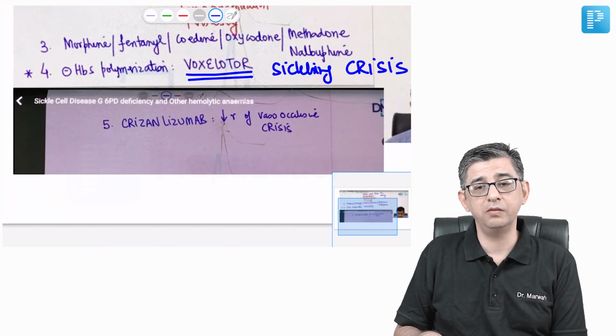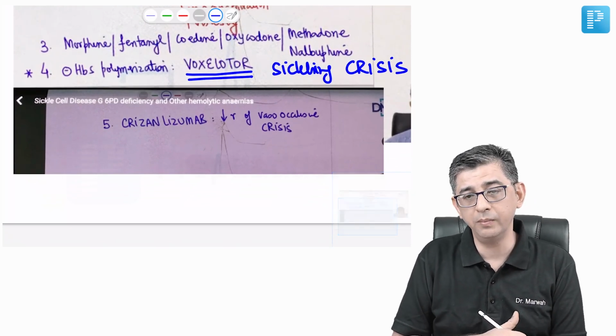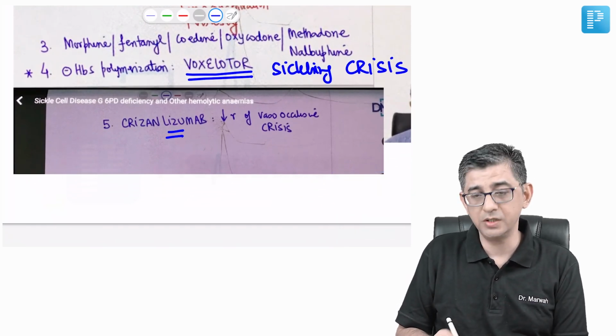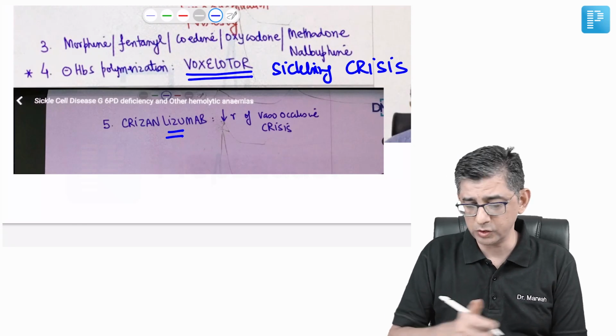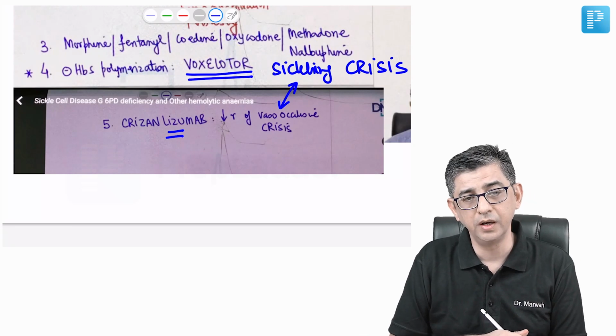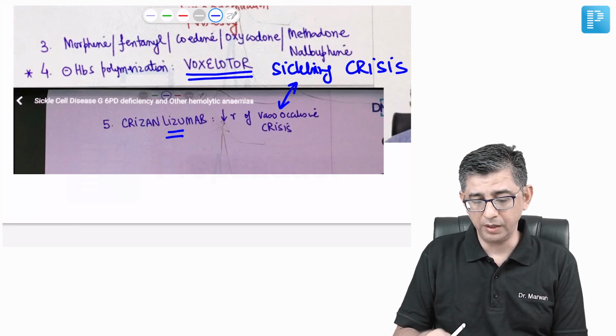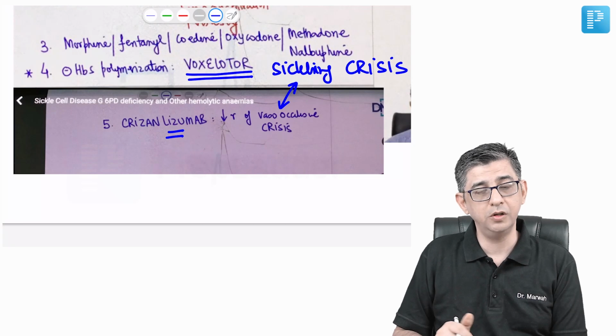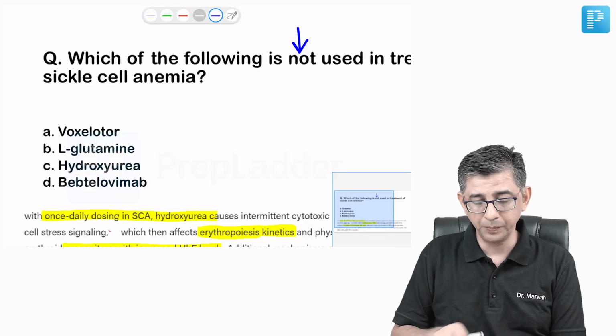This is again a new name given in Harrison, that is crizanlizumab. This again decreases the frequency of vaso-occlusive crisis, and the origin behind vaso-occlusive crisis is mainly sickling crisis only. So once you get this monoclonal antibody and voxelotor right, let's look at the question now.